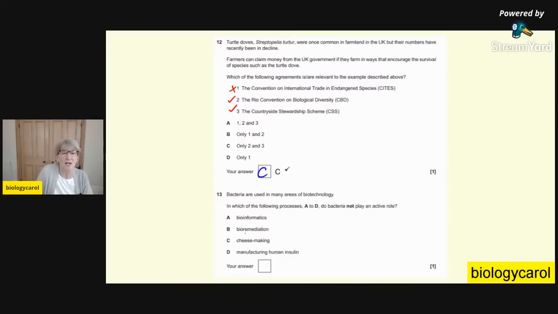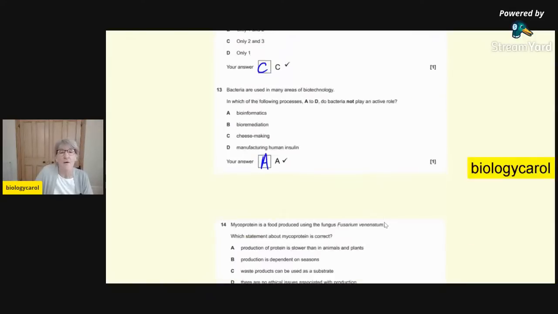So, and I'm just checking, yeah, bioremediation definitely uses bacteria, cheese making does, and so does manufacturing human insulin, because that is also biotechnology. So it is A.